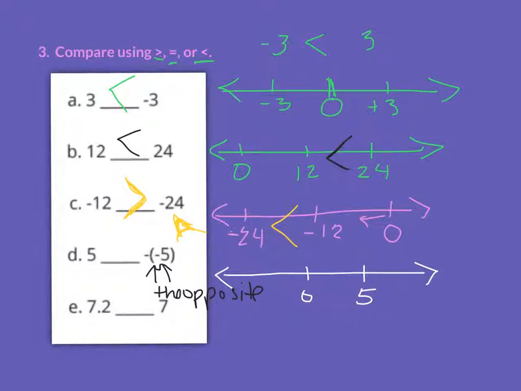So the opposite of negative 5 is going to be positive 5. So they're actually going to be on the same place. So these two are equal to each other.